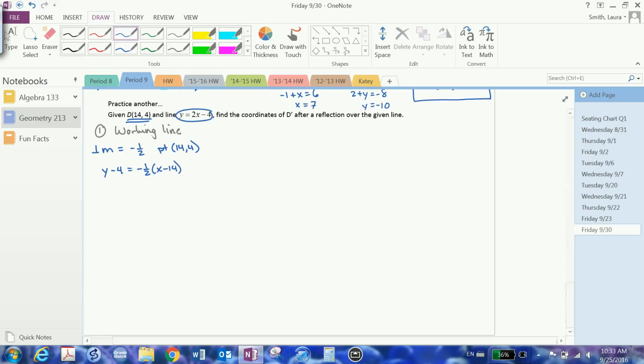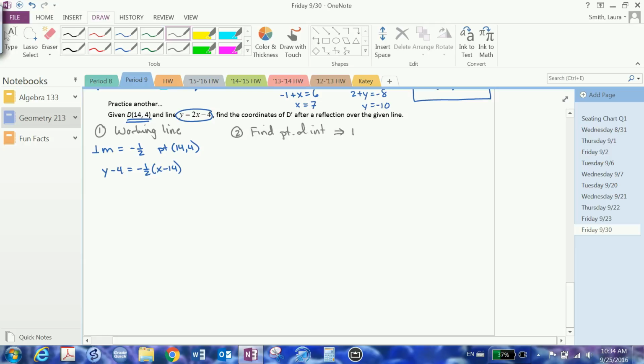At this point, if you want to try this on your own, that would be terrific. Just go ahead and pause the video, try it on your own, and then come back, restart the video, and see if you did it all right. Okay, there's my working line. And now what I need to do is I need to find the point of intersection.